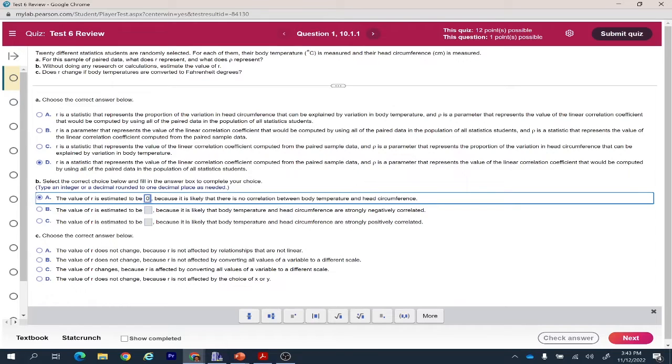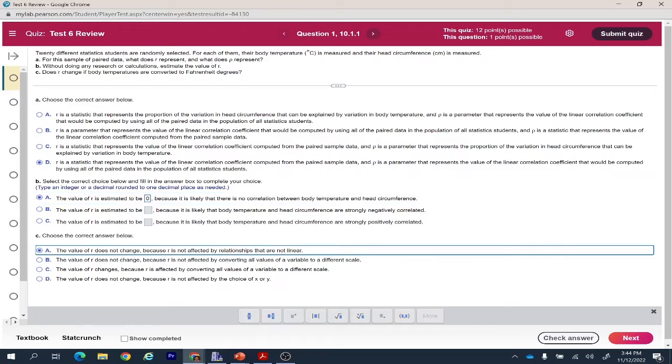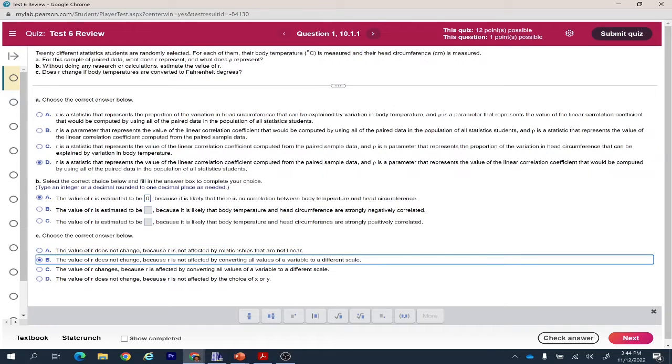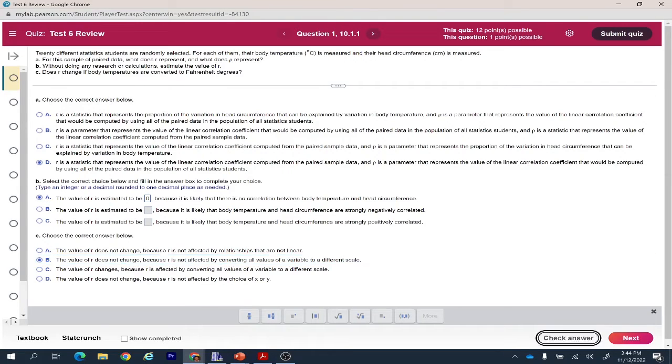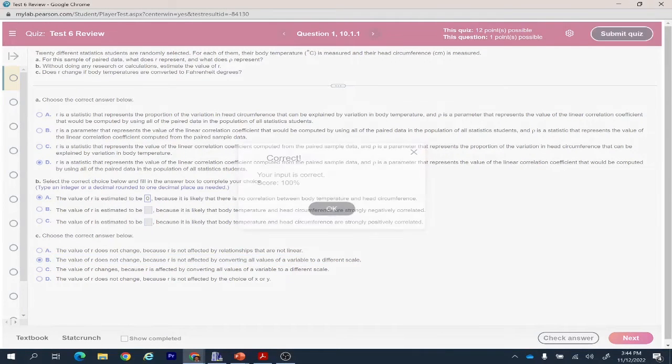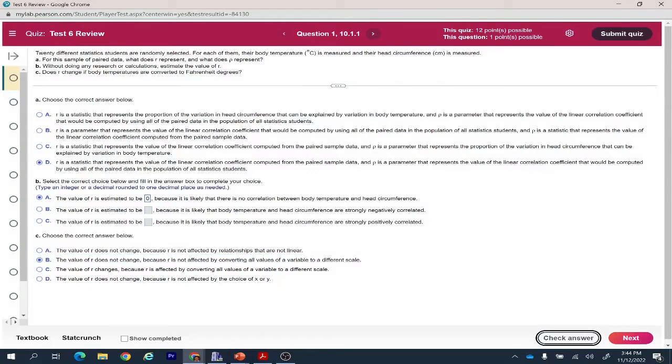Finally, does r change if body temperature is converted to Fahrenheit degrees? The correlation coefficient, that correlation number, doesn't change even if you change the units of the data we're using. No, the value of r does not change because r is not affected by converting all the values of a variable to a different scale. Yes, so this is the right option. Okay, so that's one of the requirements. The value of r doesn't change even if you change the units.